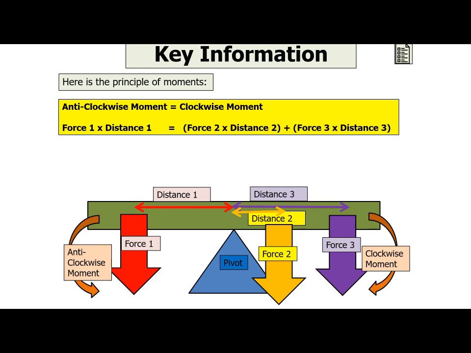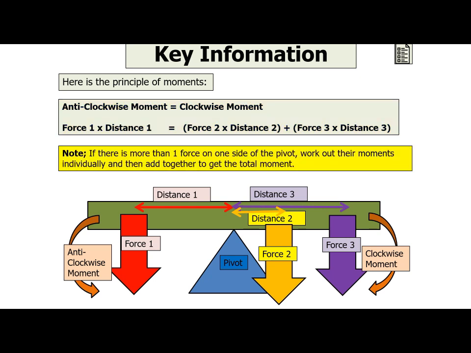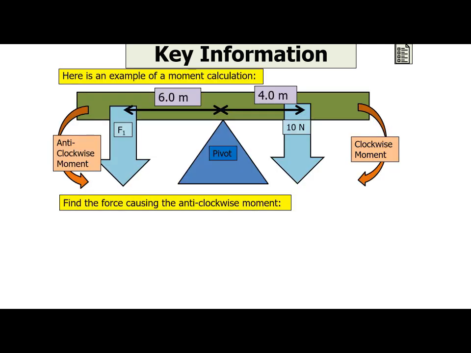So here we can see the principle of moments, that in this case the anti-clockwise moment equals the clockwise moment, or force 1 times distance 1 equals force 2 times distance 2 plus force 3 times distance 3. This indicates to us that if there is more than one force acting on one side of the pivot, you work out the moment individually and then add them together to get the total moment on that side of the pivot. So here is an example of a moment calculation.